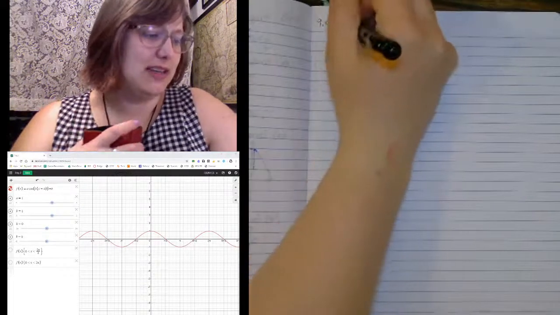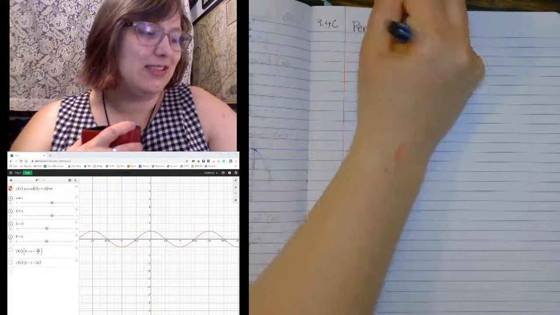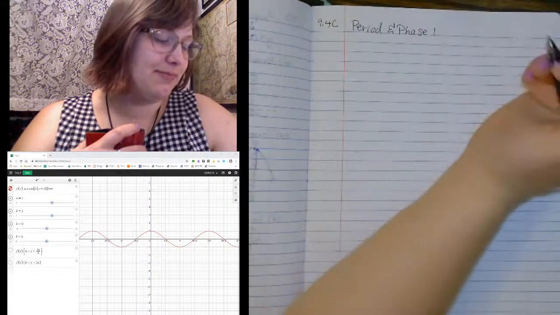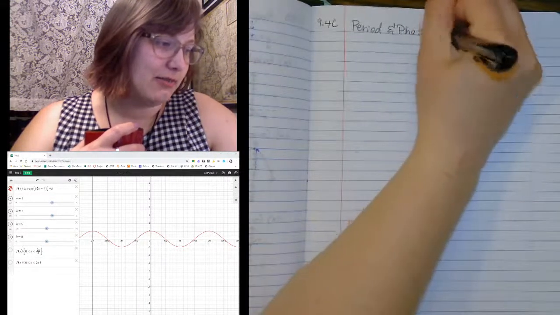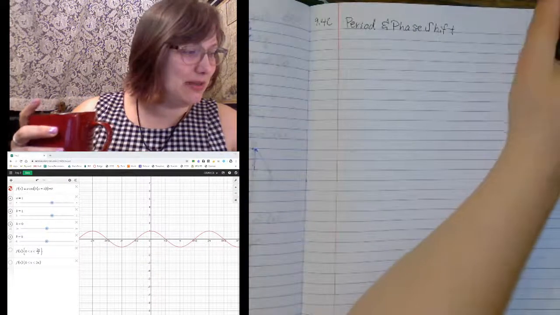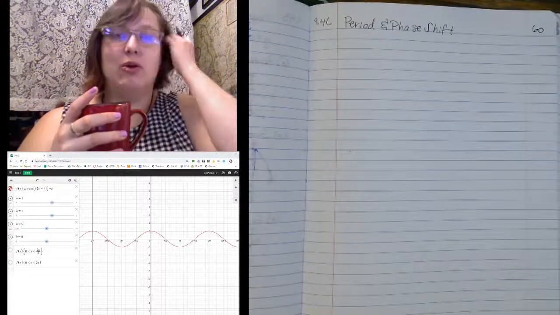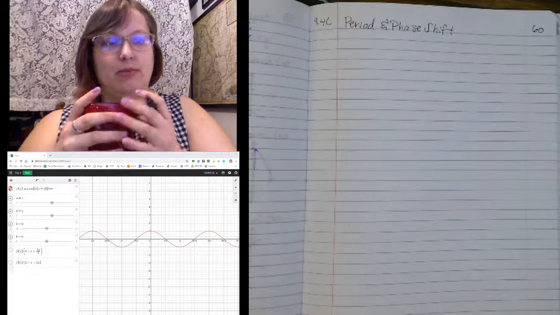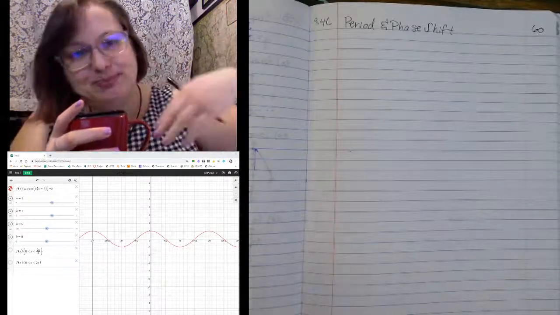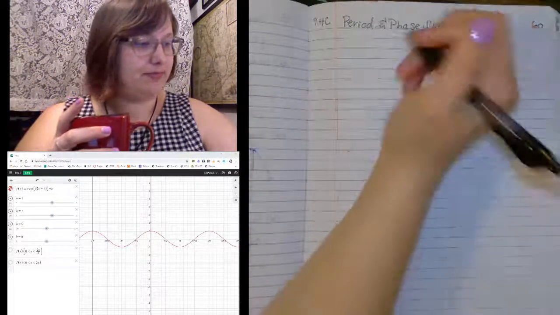And then I called this period and phase shift. And honestly, it's period and phase shift and amplitude and midline. I can't talk and write. It's all of the things because what we're doing is we are merging them all together. I just did 2 parts at a time, but we're piling it all on. So let's write out the whole thing.